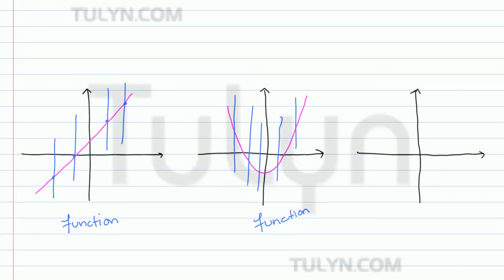Finally, let's look at a graph that looks like this. Now notice that if we draw a vertical line here, it actually intersects the graph at 3 points. Since we found at least one line that intersects the graph at more than one point, this graph is not a function. So that's how we use the vertical line test to determine whether graphs are functions or not.